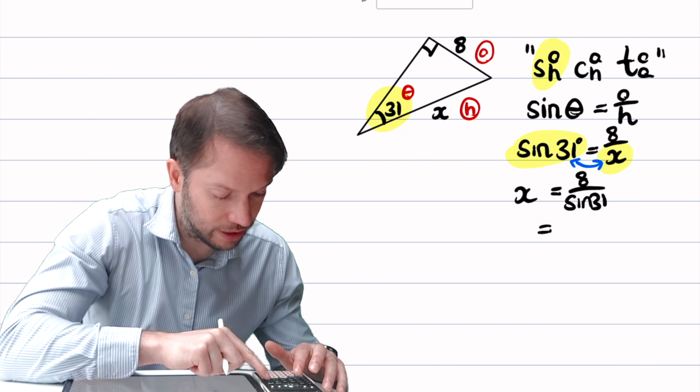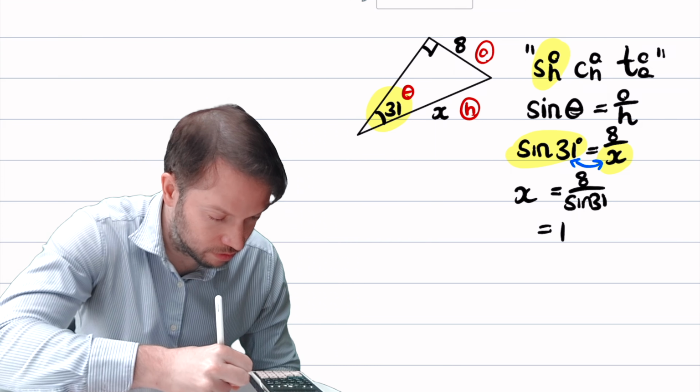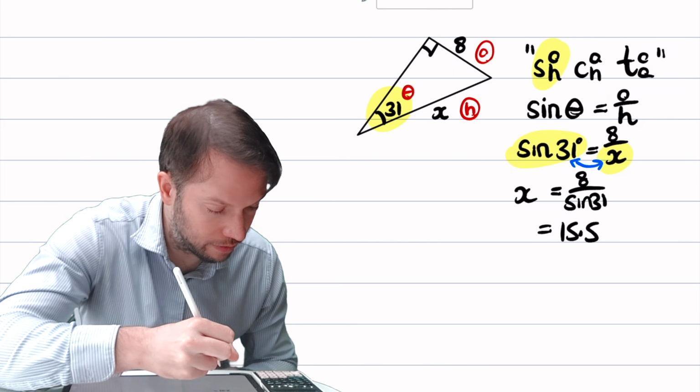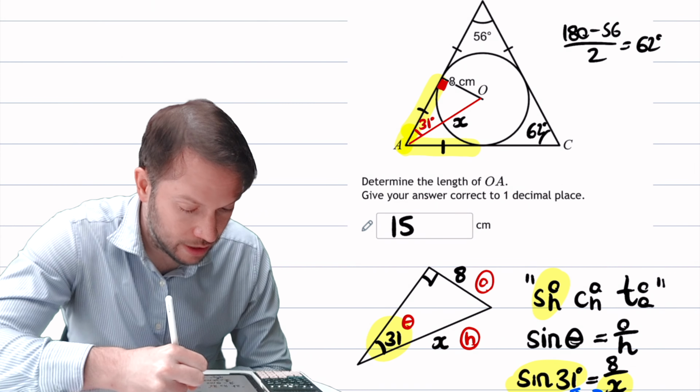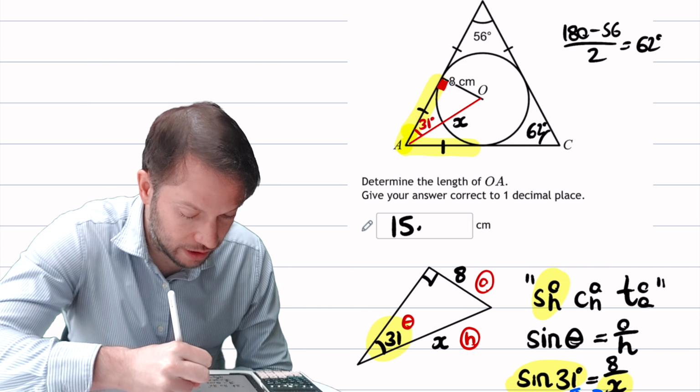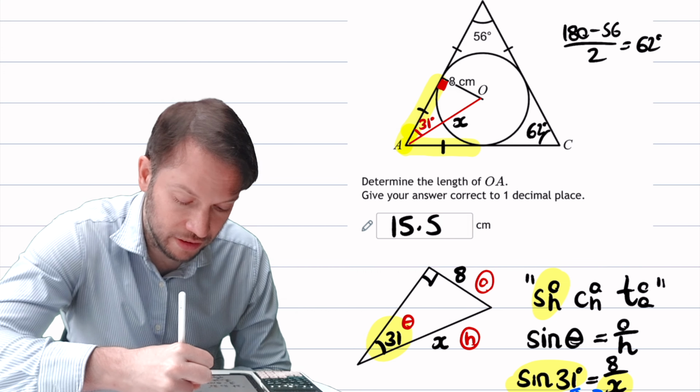Let's just do that on a calculator. And that is equal to 15.5. And do we want it to one decimal place? We do. Yeah, so that is the answer. That side length X, which is OA, is 15.5 centimeters. And we are done.